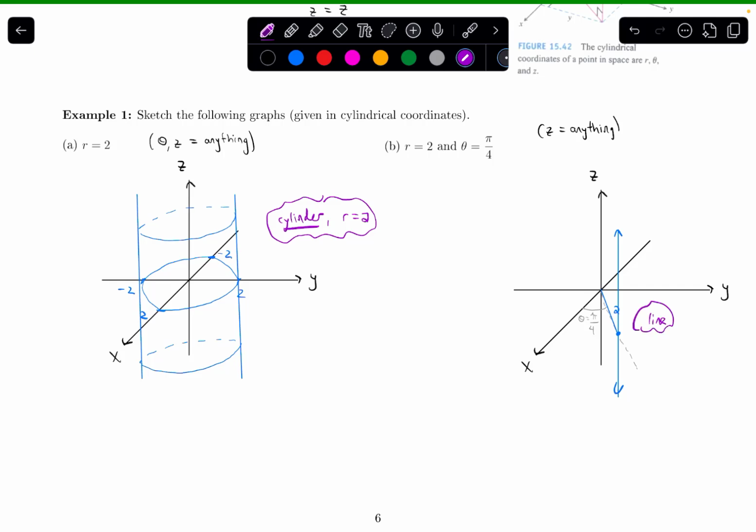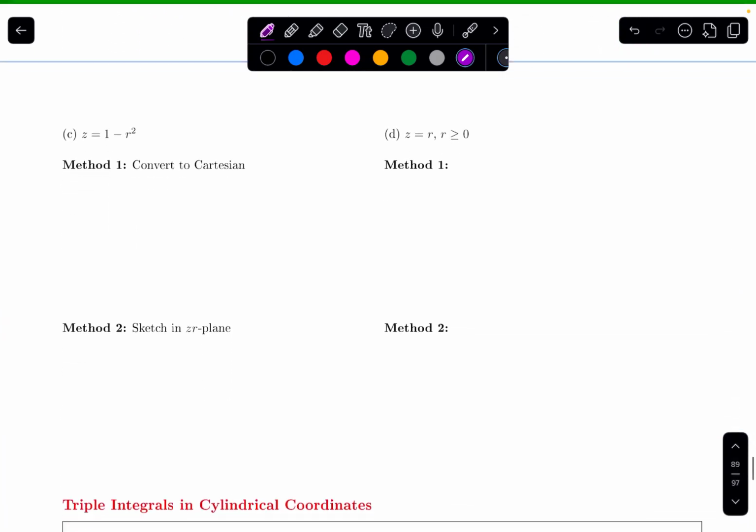Okay, nice. So let's do a couple more examples. Next one, z equals 1 minus r squared. I'll talk about two different ways to do this. The first is, let's try converting this to Cartesian coordinates, and maybe I get lucky and it's a shape that I know how to graph.